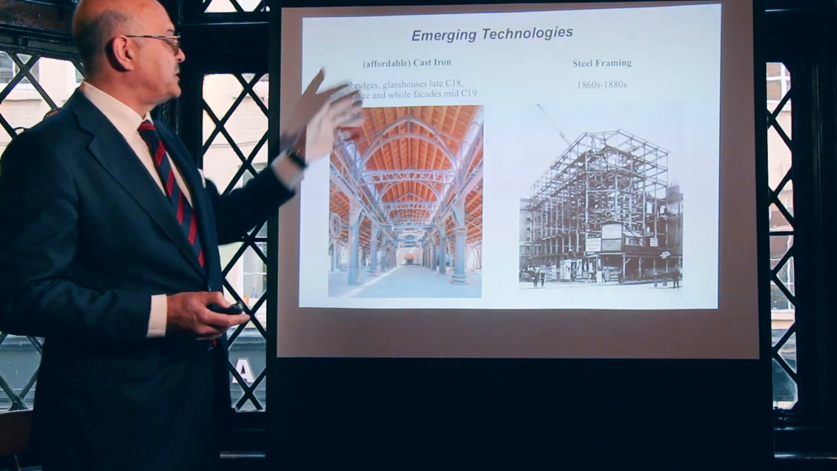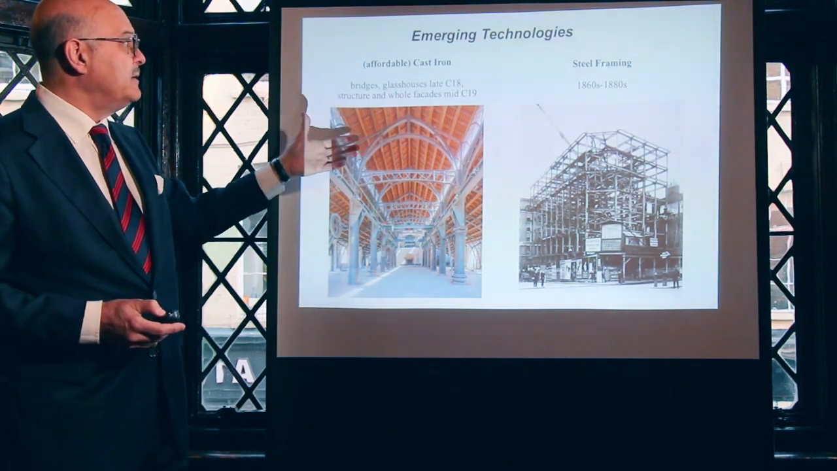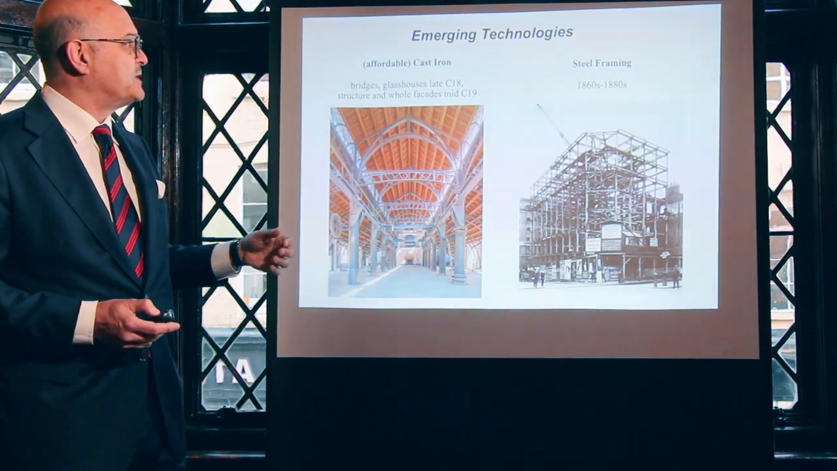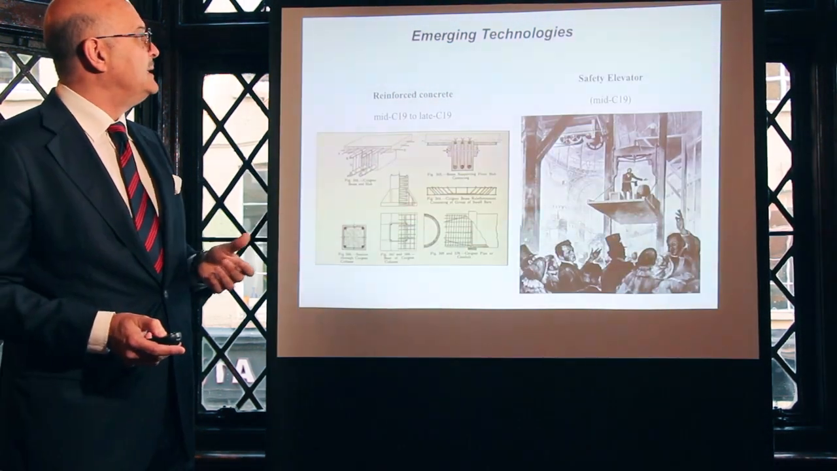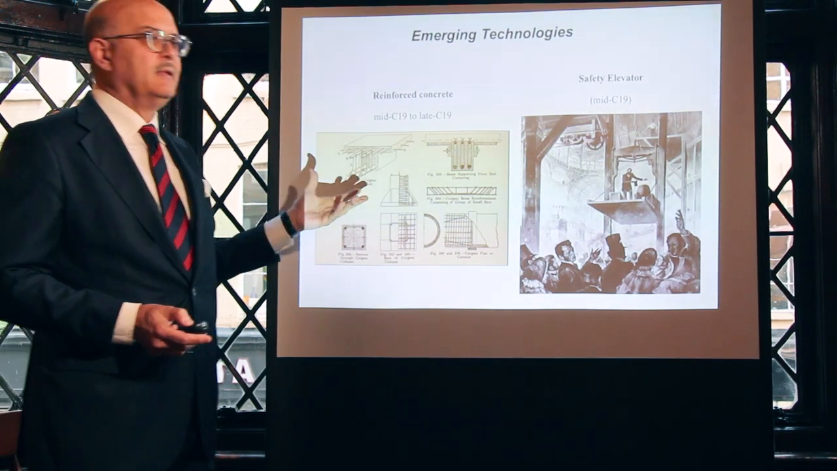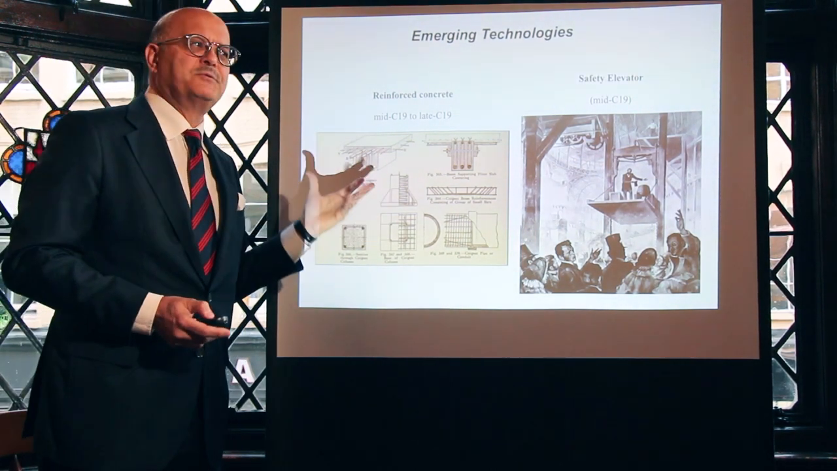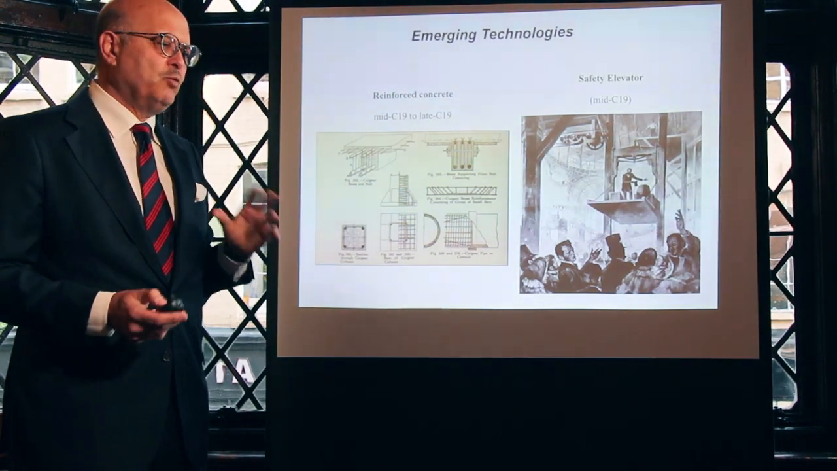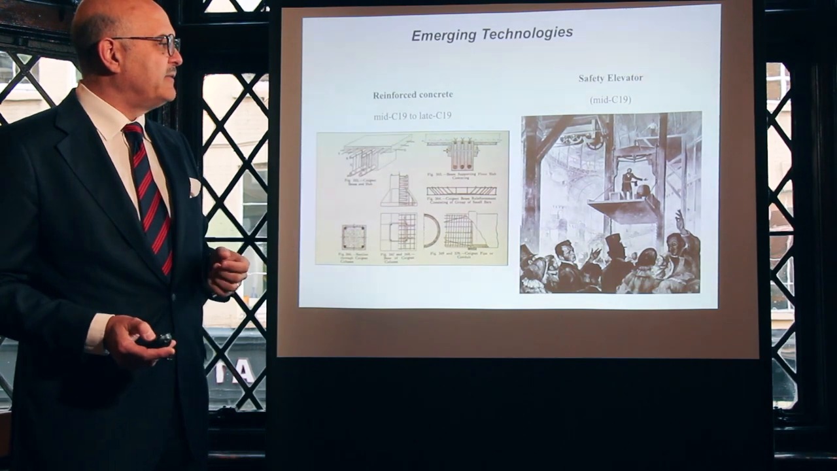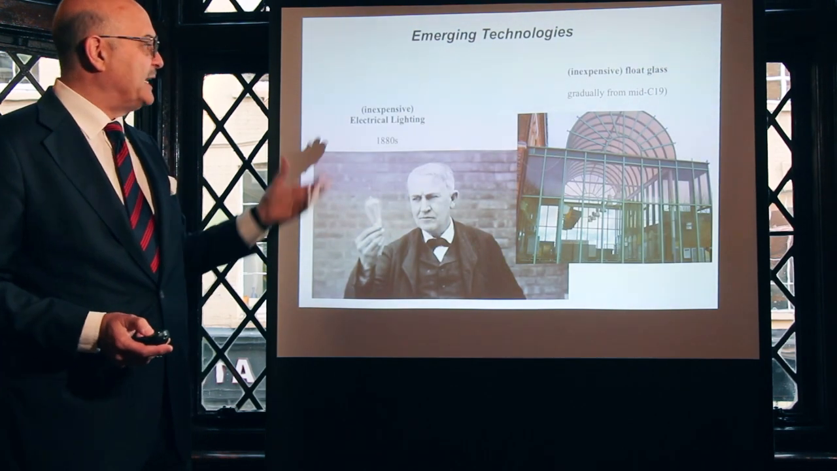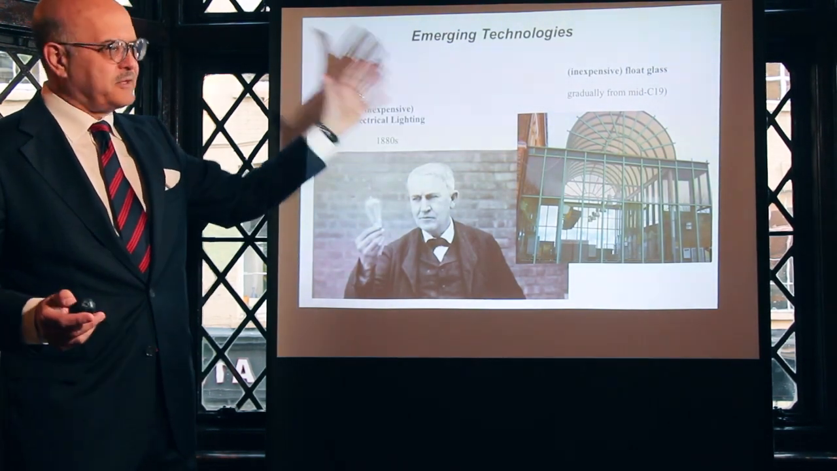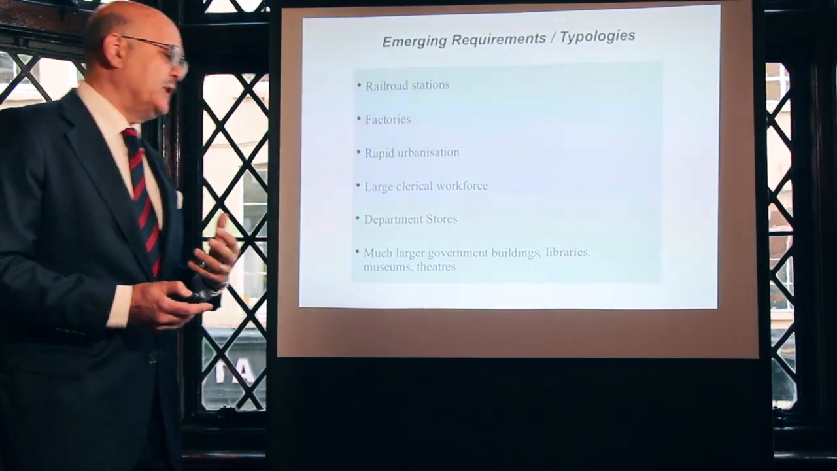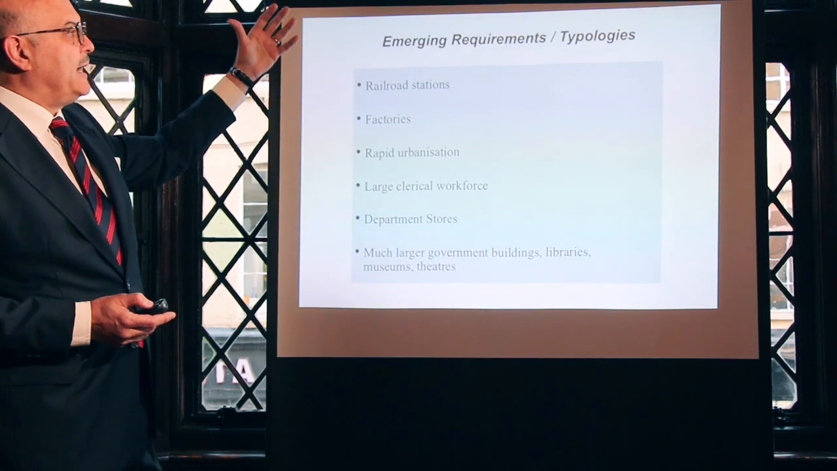So some emerging technologies are wide use of cast iron. It starts really in the 18th century, but it picks up in the 19th century. Steel framing, reinforced concrete. That actually took a long time to perfect, interestingly enough. I guess it's a composite technique. It really only became practical finally in the 19th century. The safety elevator, inexpensive electrical lighting, lots of cheap glass. All these things obviously changed the way buildings were erected.